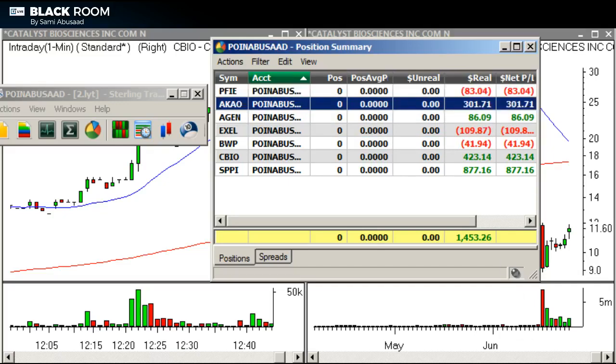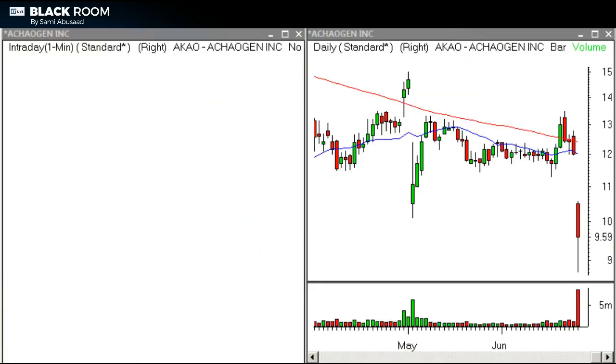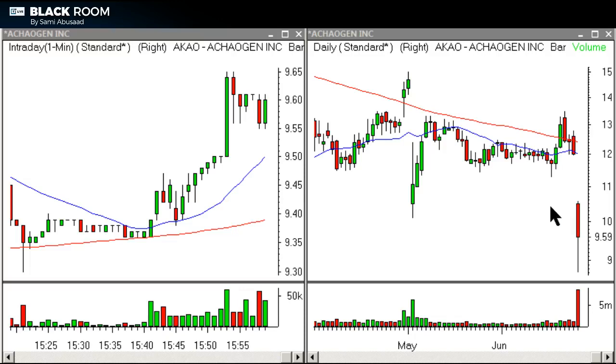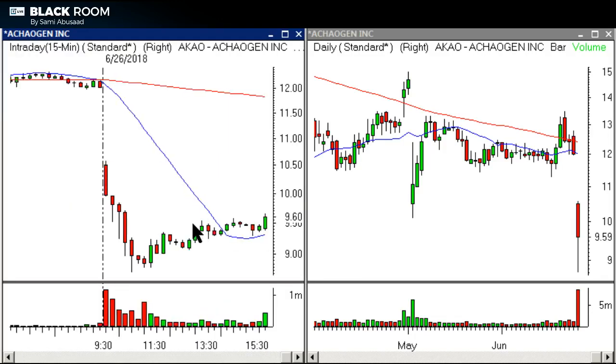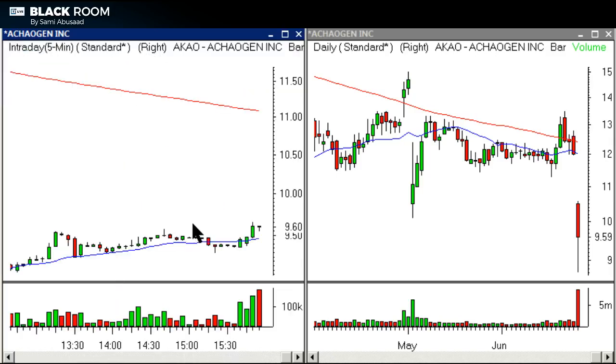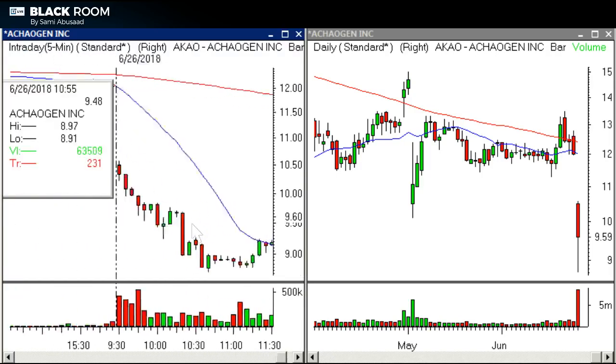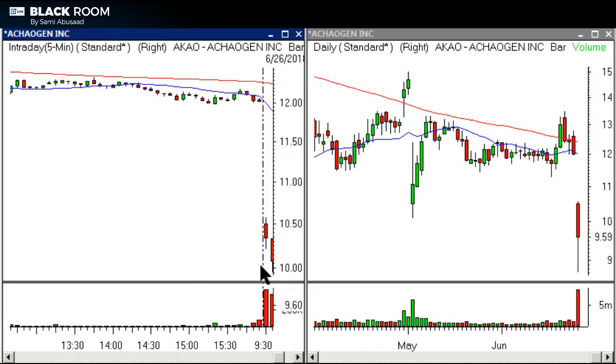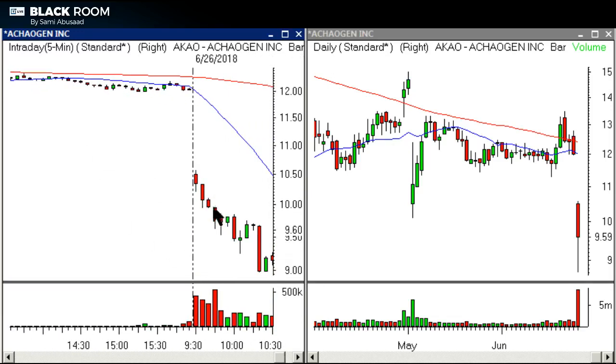And then the one that made a little bit of money was the AKAO. This was the best gap today, but I got involved in the SPPI at the open. And at the open, I can only trade one thing at a time. You can see it went right at the open. Second minute of the day, I had to be in it, or else it was gone.